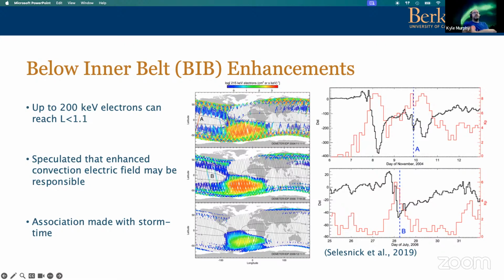Excellent. Well, thank you very much, Sam. This was a really cool talk. Our next talk will be next Monday. Oleksiy Agapitov will be discussing coarse and fine spatial scales in the inner magnetosphere. So thank you again, Sam, and I hope you have a wonderful morning. I hope everyone else enjoys the rest of their week.